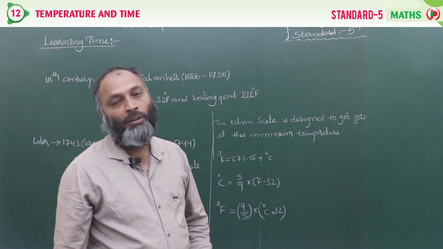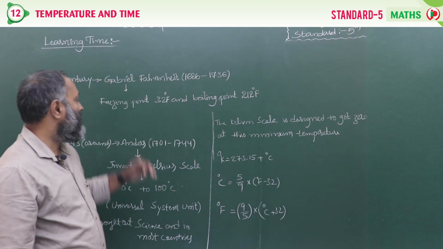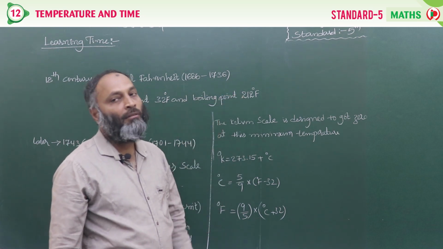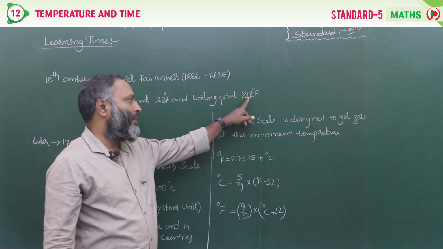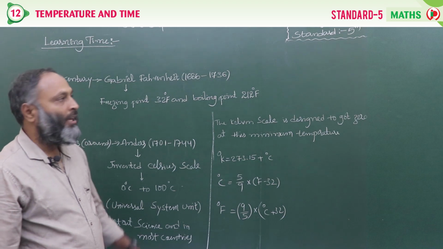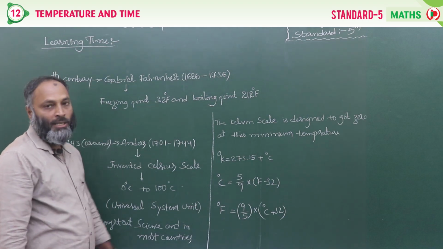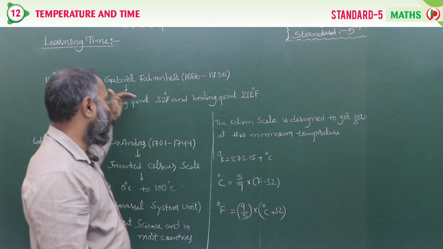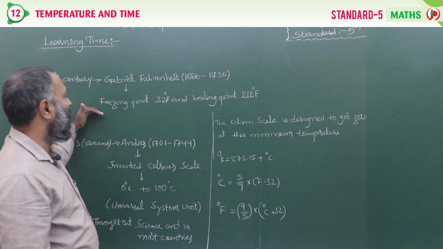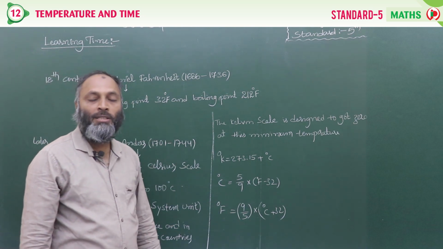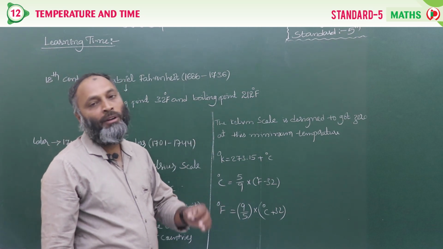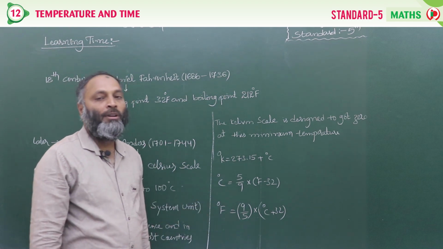According to the Fahrenheit scale, the boiling point is 212 degrees Fahrenheit. This is the boiling point of water. So the water boiling point is 212 degrees Fahrenheit and the freezing point is 32 degrees Fahrenheit. This is about the Fahrenheit scale. Gabriel Fahrenheit discovered it, and this is the boiling point and also the freezing point of water.